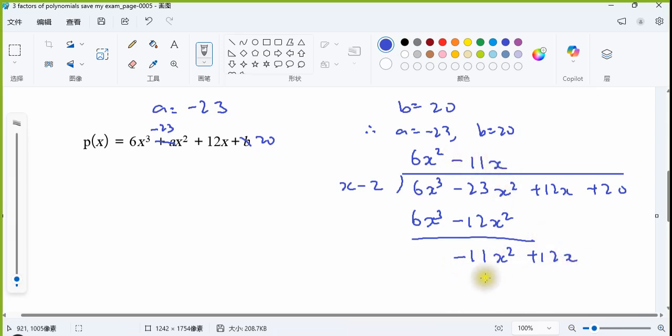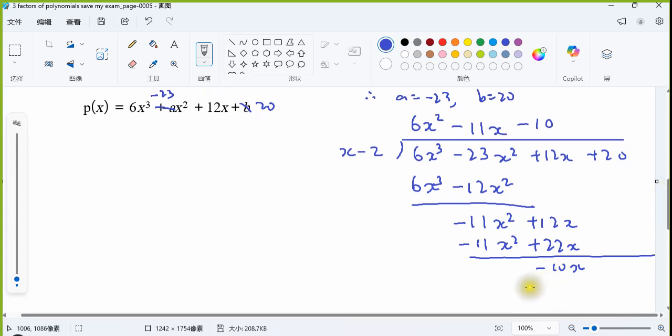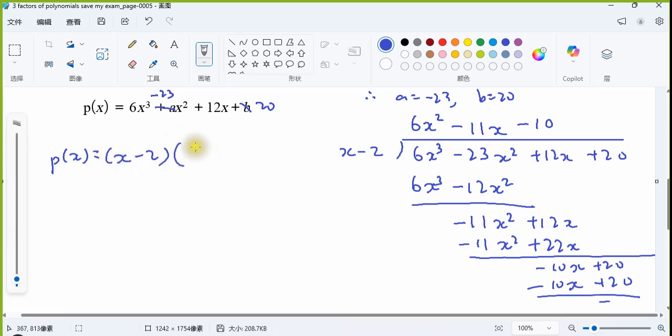So minus 11x. Then we have the negative 10x minus 10. Then negative 10x plus 20. So p(x) is x minus 2 multiplied with the 6x squared minus 11x minus 10. Okay, this is the answer.